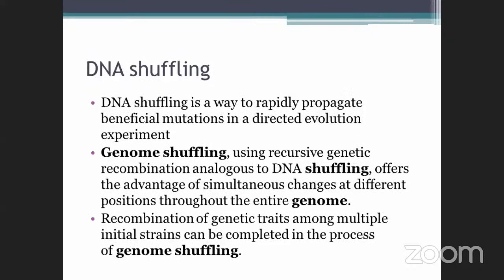Okay, another one that is a new method, that is DNA shuffling. This is nothing but one way through which it will rapidly propagate beneficial mutations in a directed evolution experiment. Genome shuffling or DNA shuffling, using recursive genetic recombination analogous to DNA shuffling, offers the advantage of simultaneously changing different positions throughout the entire genome. So recombination of the genetic traits among multiple initial strains can be completed in the process of genome shuffling.